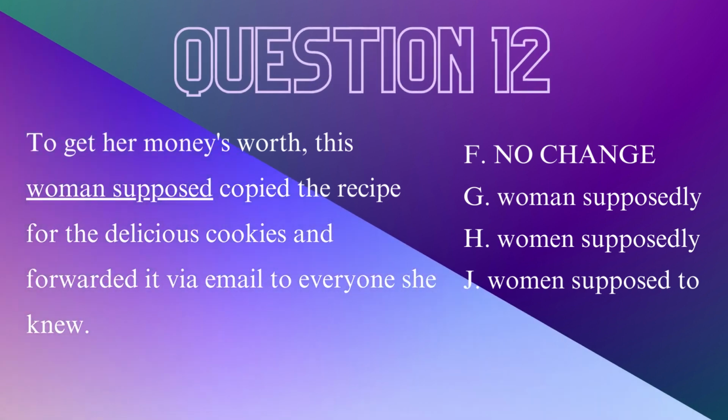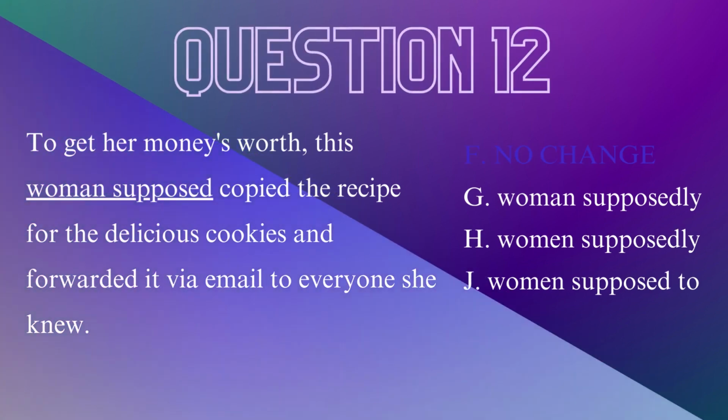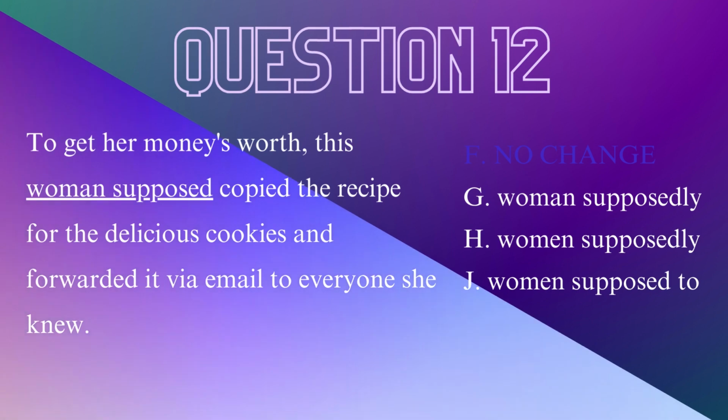Question 12. To get her money's worth, this woman copied the recipe. Woman supposed, woman supposedly, women supposedly, or women supposed to. F is wrong. Now notice G, it says woman, singular, while H says women, plural. We're talking about one woman, so G is correct.